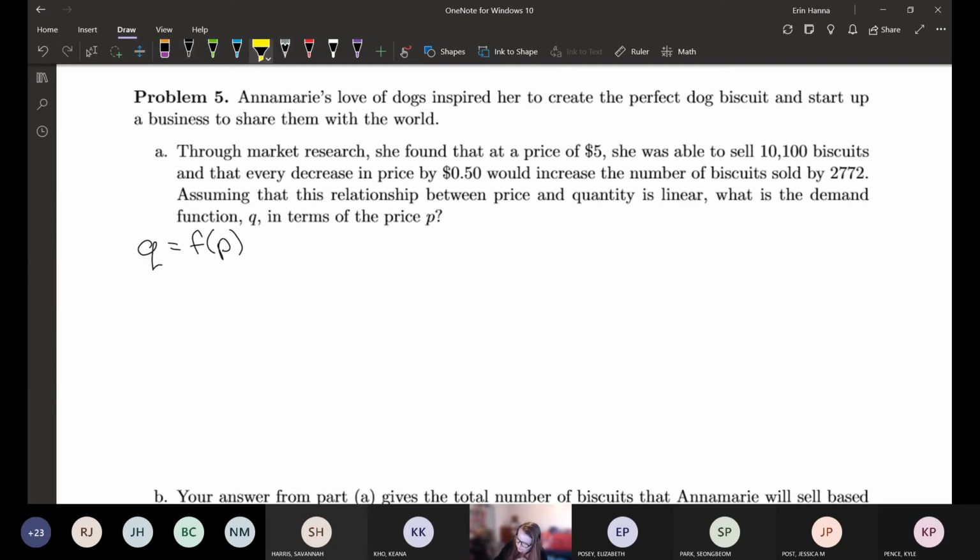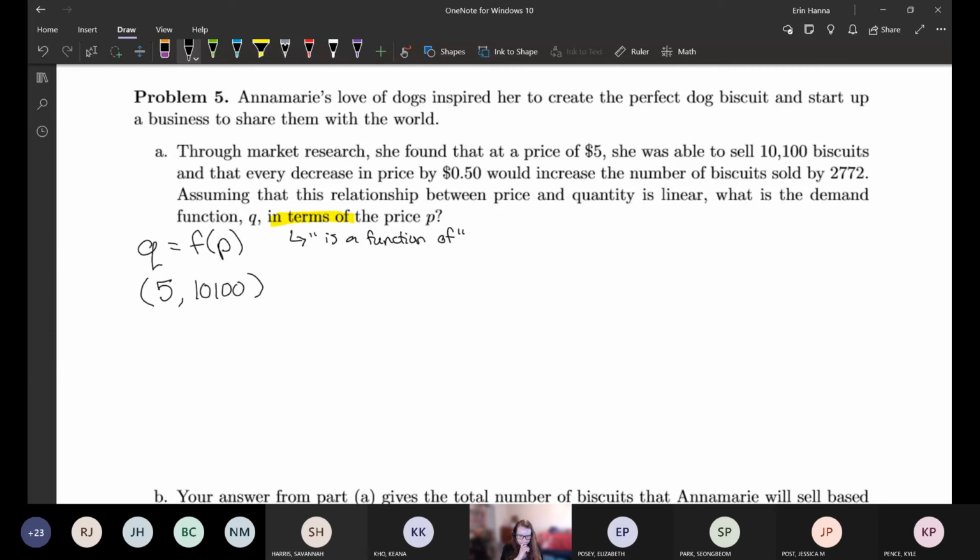If you ever see the words "in terms of," this is almost equivalent to saying "is a function of." So essentially Q is in terms of price. Q is a function of P. What we need to do here is, we're assuming it's linear, so we need a slope and a y-intercept. What we're told in this question is a slope and a point. The point we're told is that $5 gets us 10,100 biscuits sold.